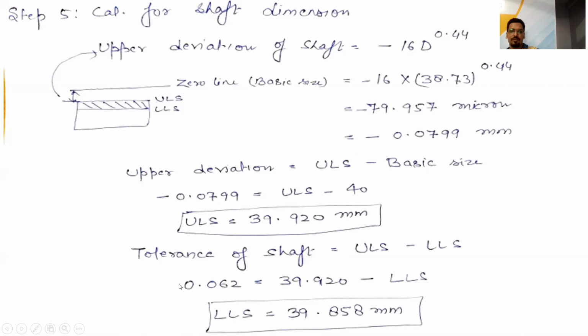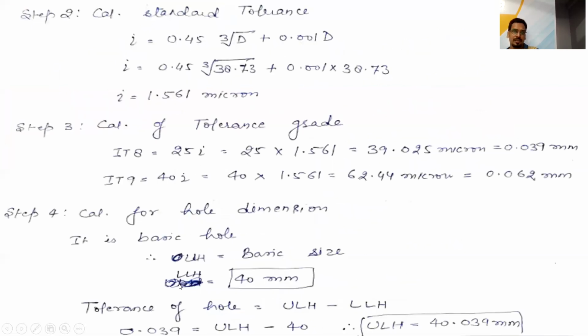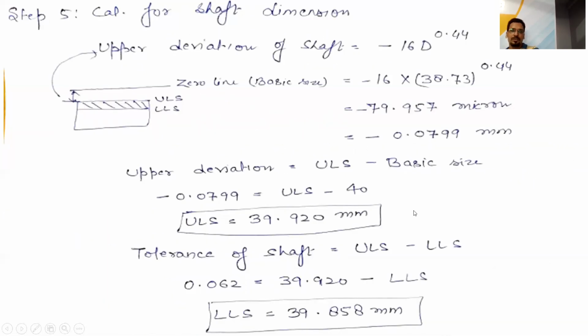Now the tolerance grade for the shaft, we have already calculated it, that is this one, IT9, that is 0.062 mm. So tolerance for shaft is equals to upper limit of shaft minus lower limit of shaft. Put the value of tolerance of shaft, and we have calculated the upper limit of shaft, that will be 39.920, minus lower limit of shaft. So lower limit of shaft will be 39.858 mm. So this is how we will calculate the dimension of hole and shaft by using the tolerance grade formula and the empirical formula and the standard tolerance formula.